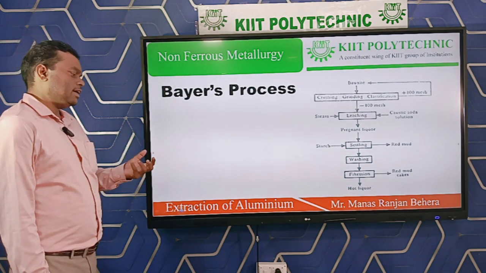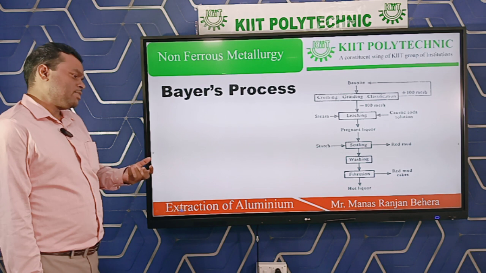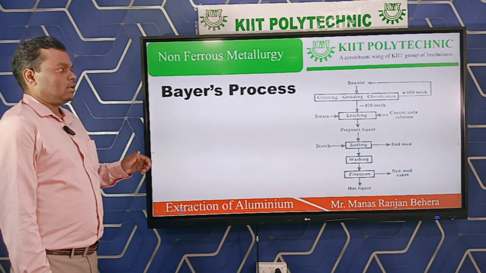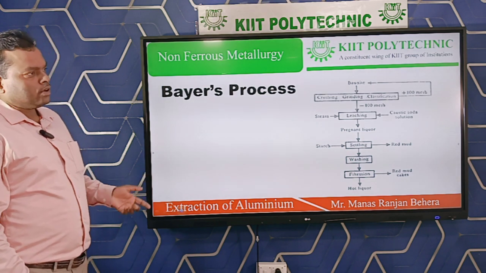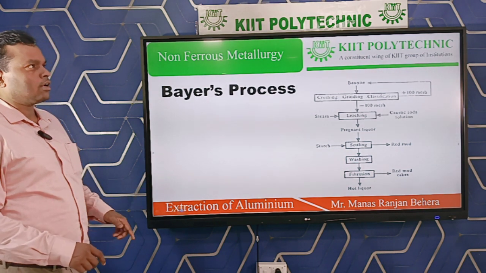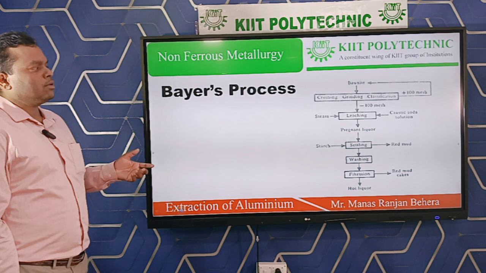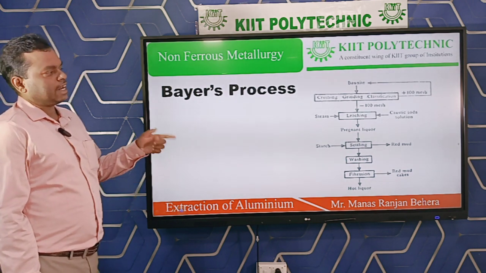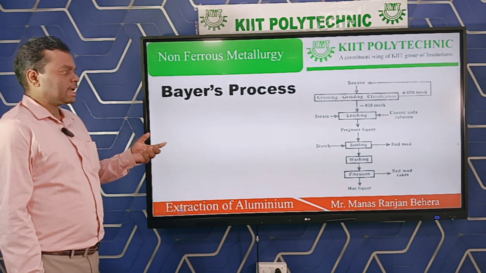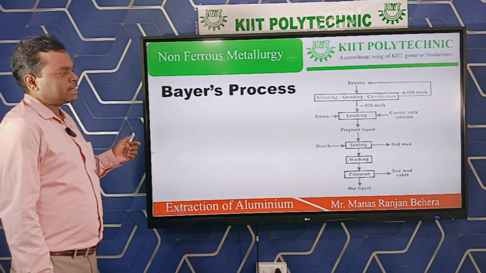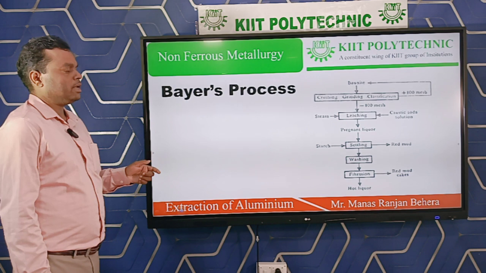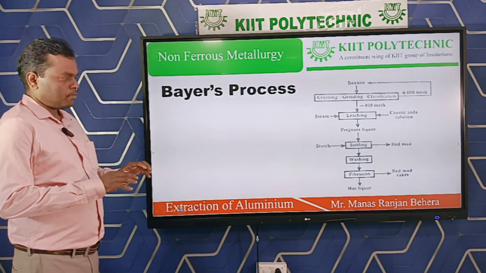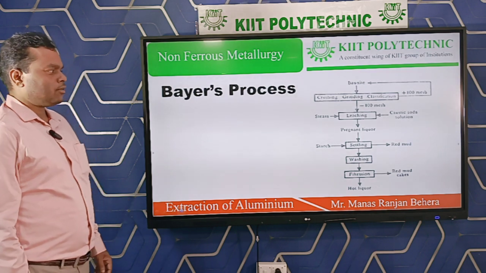What is autoclave? It looks like a big pressure cooker. You know pressure cooker, and if you convert a small pressure cooker into a big pressure cooker, that will behave as an autoclave. And in that autoclave, leaching takes place. While leaching is taking place, we have to add caustic soda solution as well as steam, because this makes that solution perfect. And after that, what happens?